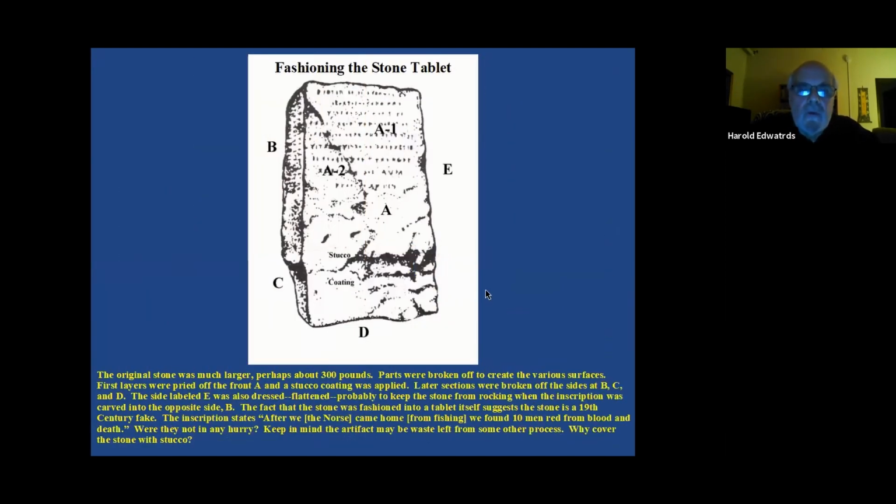Let's go through what happened to the stone itself. We know the stone was much larger because pieces of it were broken off, and it might have been 300 pounds or more. To make this stone, pieces were pried off the front of the stone, a stucco coating was applied, probably over a much wider area, and then pieces were broken off at B, C, and D. And we know that was broken off after the stucco because the stucco goes right to this margin. It's a clean break. It's like cutting frosting on a cake. The side E has also been dressed into a flat face.